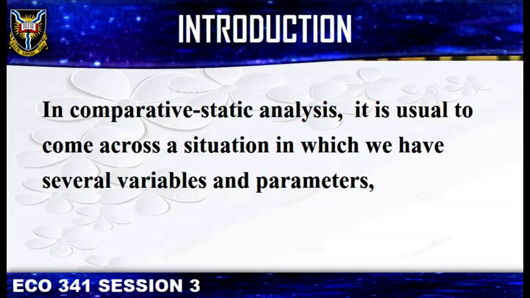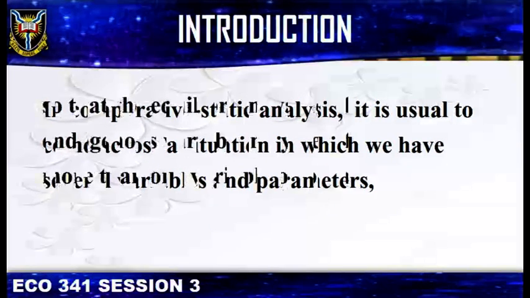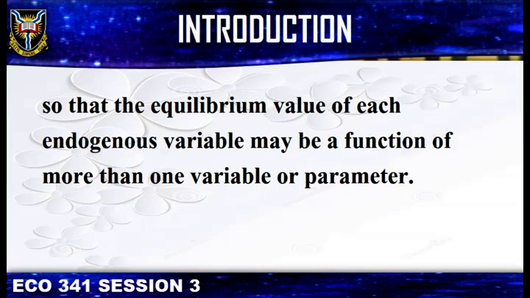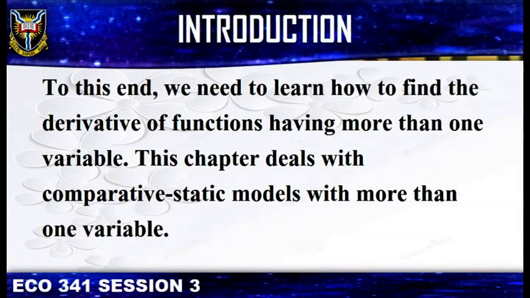In comparative static analysis, however, it is usual to come across a situation in which we have several variables and parameters, so that the equilibrium value of each endogenous variable may be a function of more than one variable or parameter. To this end, we need to learn how to find the derivative of functions having more than one variable. This chapter deals with comparative static models with more than one variable.